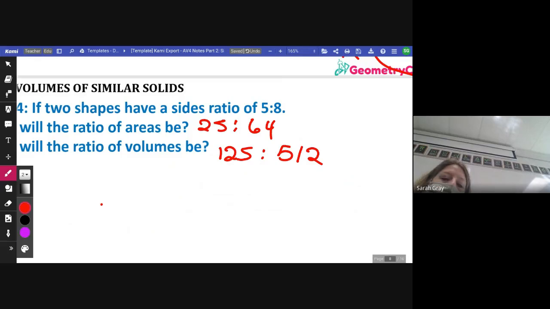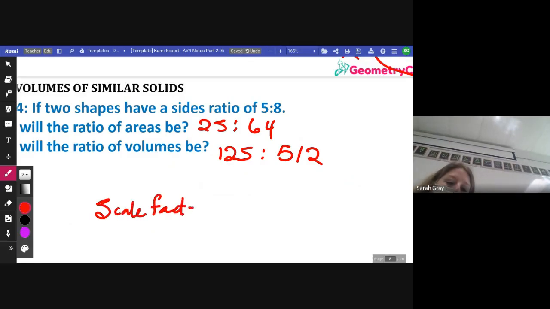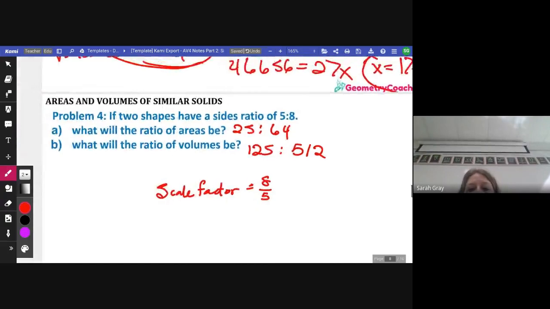Bonus question, what's the scale factor? Yep, 8/5. Don't write that one as a ratio because it's a number that we're multiplying. You can write it as a fraction or a decimal. 8/5. Excellent.